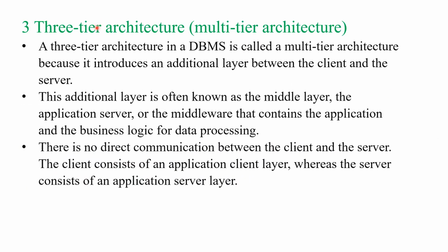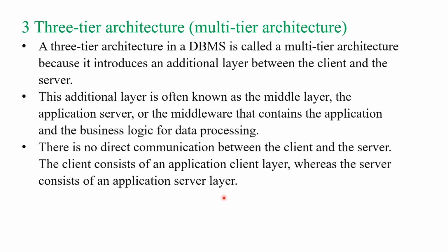Next, coming to the three-tier architecture. It is also called a multi-tier architecture, because we are introducing an additional layer in between the client system and the server system. This additional layer is often known as the middle layer, the application server, or the middleware, that contains the application and the business logic for data processing.